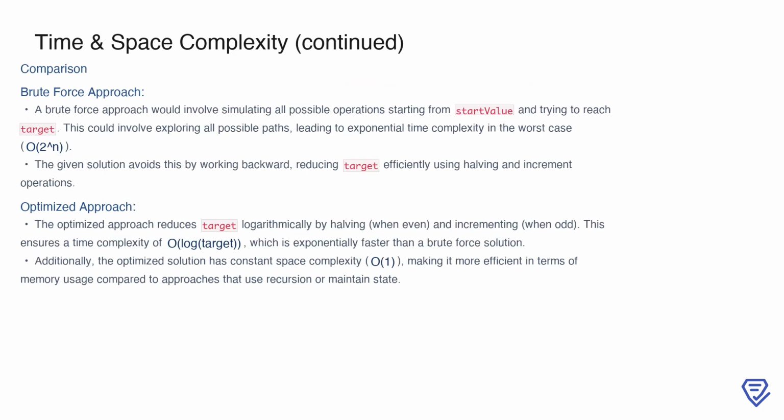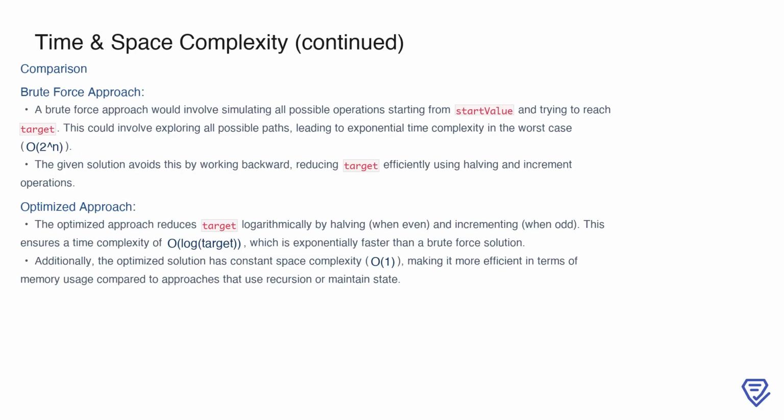To understand why this solution is efficient, let's compare it to a brute force approach. A brute force method would simulate all possible operations starting from the start value and attempt to reach the target by exploring every possible path. This would lead to exponential time complexity, as the number of paths grows exponentially with the difference between the start value and target, resulting in O(2^n) in the worst case.